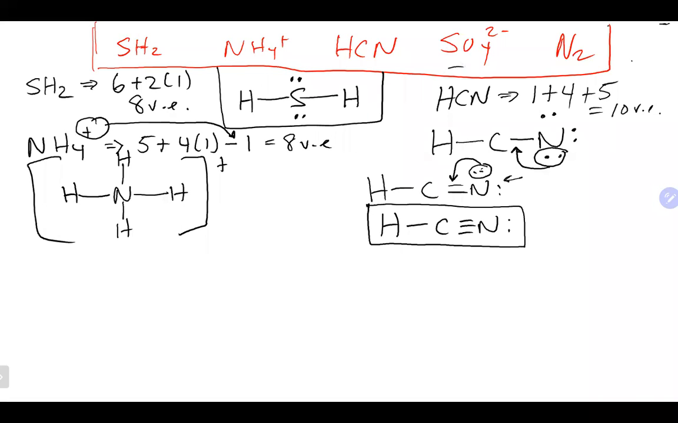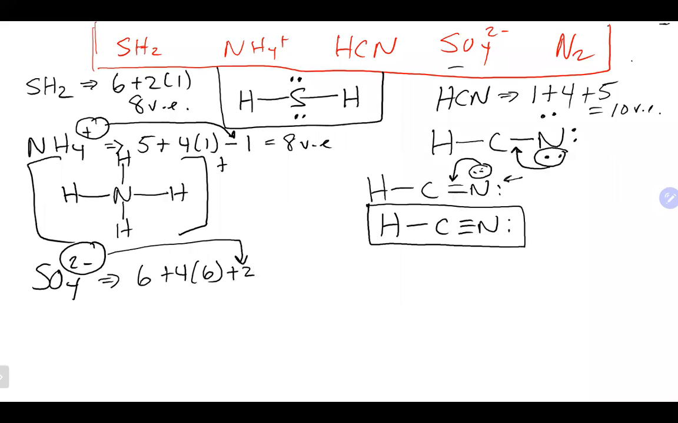So looking at SO4 2 minus, here we have sulfur, which is 6. We got 4 oxygens, which are also 6 each. Here we have a -2, which means that it has gained 2 electrons. So in that case, what we need to do is add 2 electrons to our total. That's 24, 30, 32. Let's go with that: 32 valence electrons here.